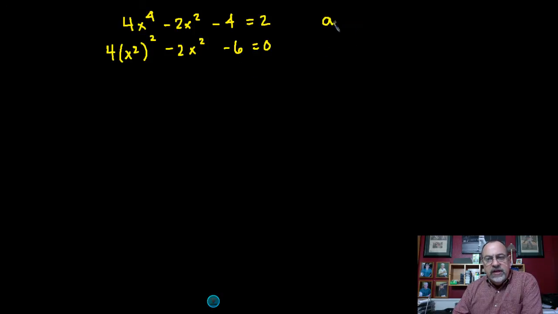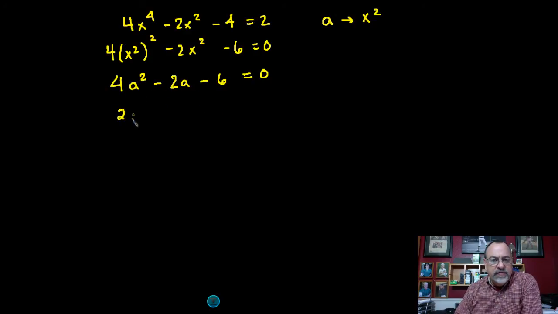Now you remember, we're going to let the letter a equal x squared, so I'm going to take this x squared out and put a in instead. I don't need that parentheses anymore. So this is going to be 4a squared minus 2a minus 6 is equal to 0, and now I'm going to factor. I notice that these have a common factor of 2, so I'm going to factor that out first. That gives me 2a squared minus a minus 3 is equal to 0. And then I'm going to factor this quadratic inside here.